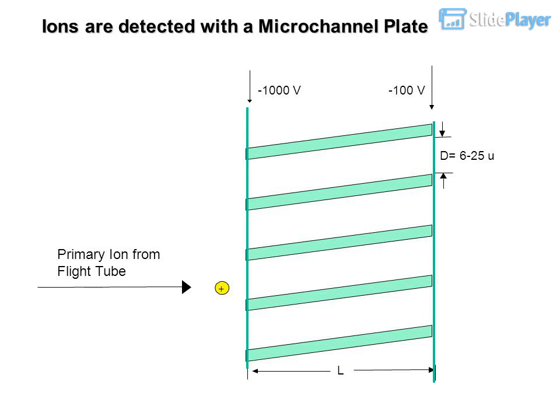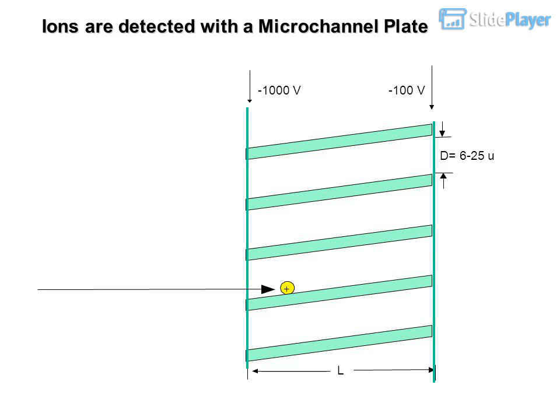Ions are detected with a microchannel plate. Minus 1000 V, minus 100 V. D equals 6 to 25 micrometers. Primary ion from the flight tube. L.